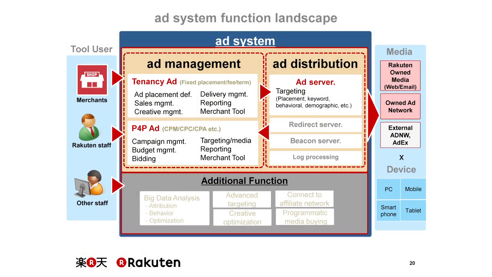So this is a landscape of the advertisement system. The system consists of two big systems. One is the advertisement management system, and the other one is the advertisement distribution system, which works as a web API, returning appropriate advertisement for web pages. Today I'm going to mainly talk about this advertisement distribution side.